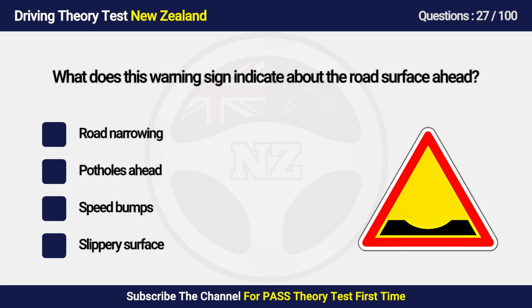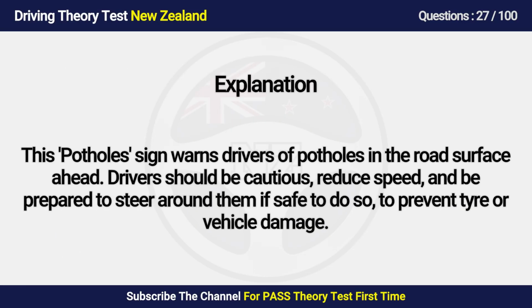A, road narrowing, B, potholes ahead, C, speed bumps, D, slippery surface. Answer is B, potholes ahead. This sign warns drivers of potholes in the road surface ahead. Drivers should be cautious, reduce speed, and be prepared to steer around them if safe to do so, or to prevent tire or vehicle damage.